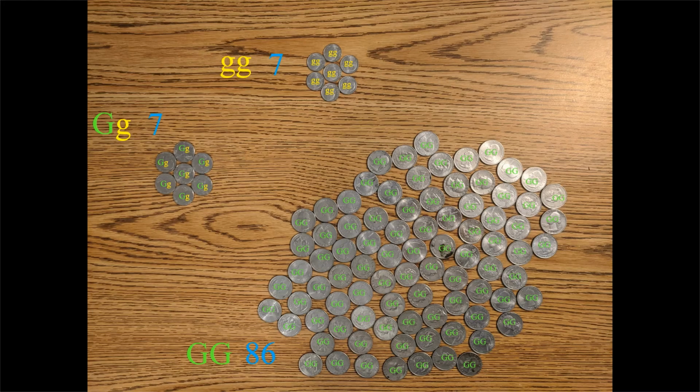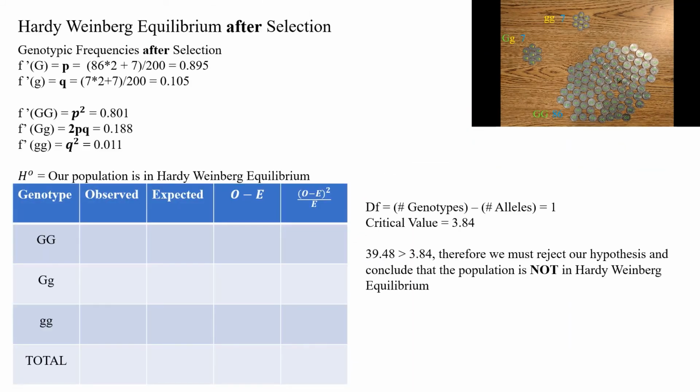So, can we mathematically demonstrate that this selection has violated the Hardy-Weinberg equilibrium? We can repeat the same process as before, finding the allelic frequencies and using the Hardy-Weinberg equation to calculate the expected genotypic frequencies. We then use the chi-squared test to check the statistical significance. Since the chi-squared value is 39.48, much larger than the critical value, we must reject our hypothesis. This population is not currently in Hardy-Weinberg equilibrium.